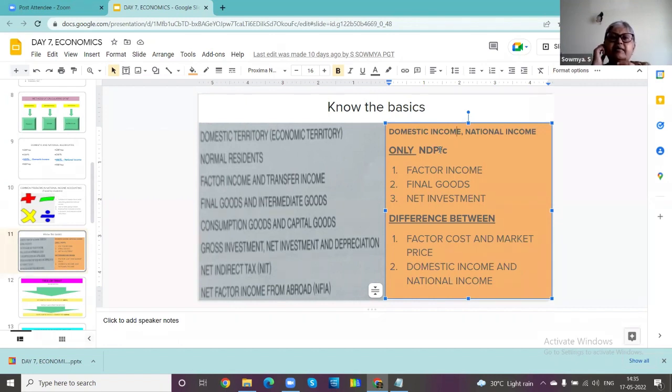Then we'll have to repeatedly tell them it is only the value of the final goods that will be taken into account, whether it is domestic income or national income. Again, how do we explain this concept of why only final goods? Why is it only final goods? We should not add the intermediate concepts because it will lead to double counting. To avoid double counting, we are adding only the final goods. So double counting, again, we tell them there is an overestimation.